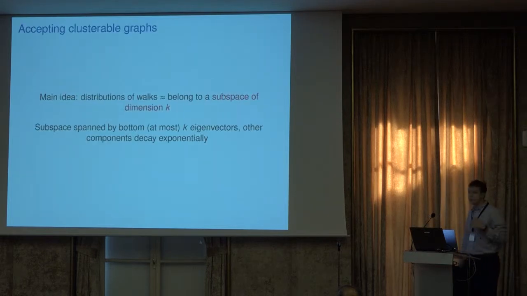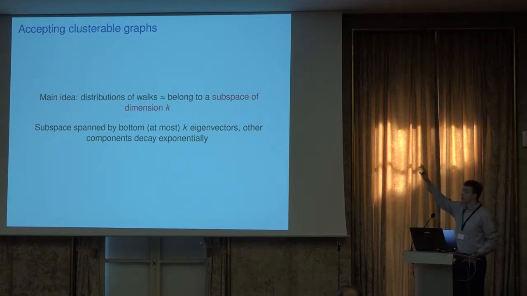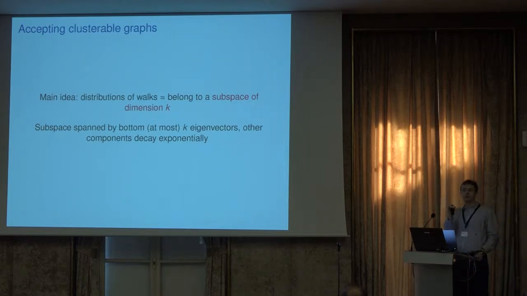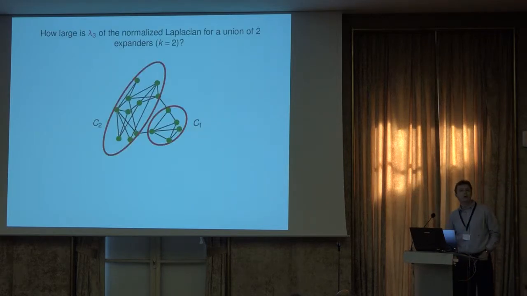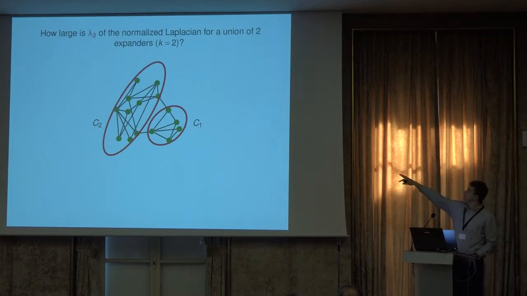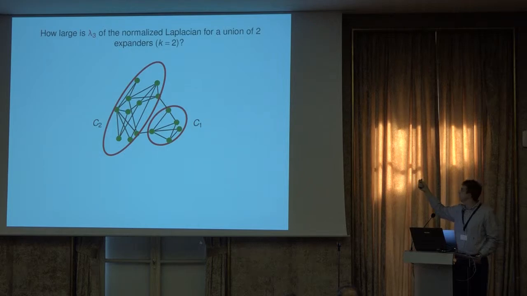All right, so let me tell you some of the ideas of the analysis. And first let me tell you about the easy part, which is, let me argue that the algorithm accepts clusterable graphs. Here what we want to prove is that for any choice of the sampled vertices, the distributions of t-step walks are really close to a subspace of dimension at most k. And this turns out to be just the subspace spanned by the bottom k eigenvectors of the normalized Laplacian. So for simplicity, let me do the case of k equals 2. So here we have a graph that is 2 clusterable. It can be partitioned into 2 good induced expanders.